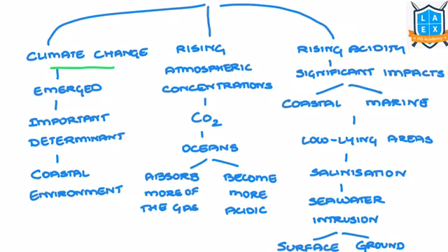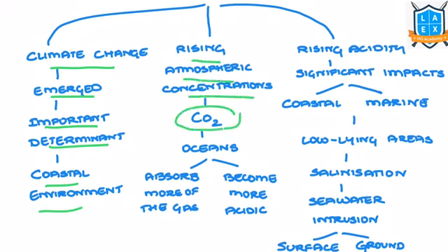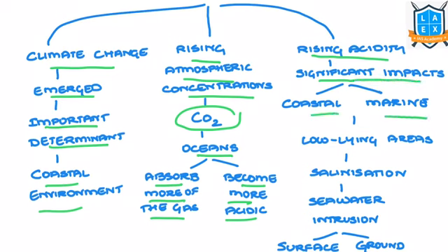Climate change has recently emerged as an important determinant in the coastal environment. The rising atmospheric concentrations of carbon dioxide are causing the oceans to absorb more of the gas and become more acidic. The rising acidity can have significant impacts on the coastal and marine ecosystems. The low-lying areas along the coast are likely to be prone to salinization due to seawater intrusion, both surface and ground.